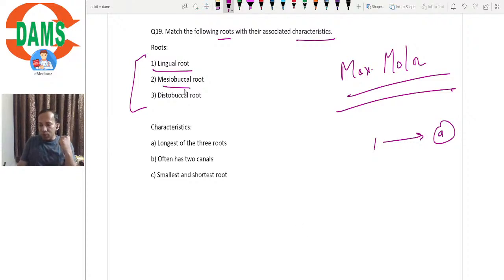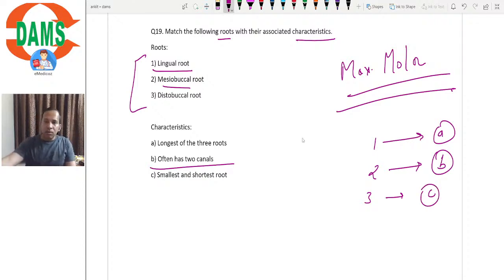Then mesiobuccal root. So what is the characteristic of mesiobuccal root? Obviously it is shorter or smaller than the lingual root, but it is larger than the distobuccal root, isn't it? So it often has 2 canals. And third one is distobuccal root. So distobuccal is the smallest or the shortest root, isn't it? So these are the characteristics of these molar roots.